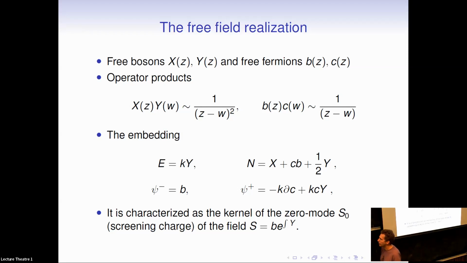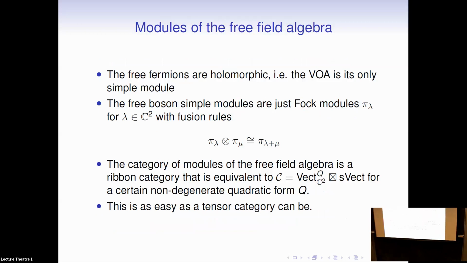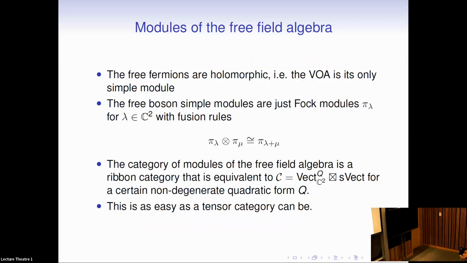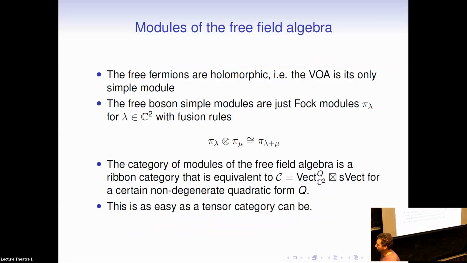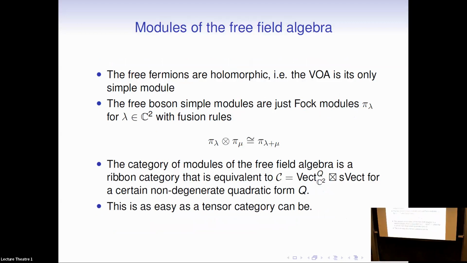And we even get more information, namely this embedding is characterized as the kernel of a single screening charge, and it's just the zero mode of a very explicit intertwining operator. So the free field algebra is nothing but rank 2 Heisenberg times free fermions, and of course any simple module for the Heisenberg VOA is just a Fock module. The fusion product of Fock modules is just addition in the label, and the only thing that is non-trivial is that if you swap the order, you of course get the same module, but you have a non-trivial isomorphism. The braiding is non-trivial, but it's completely characterized by a quadratic form.